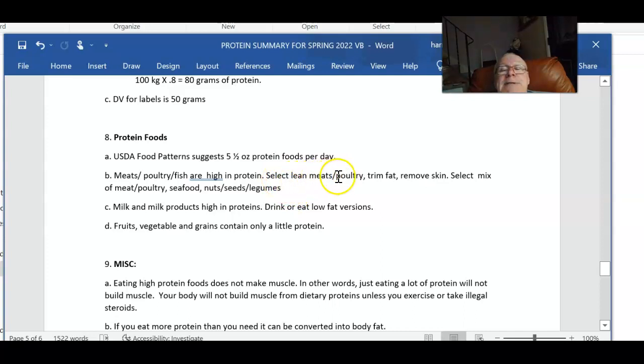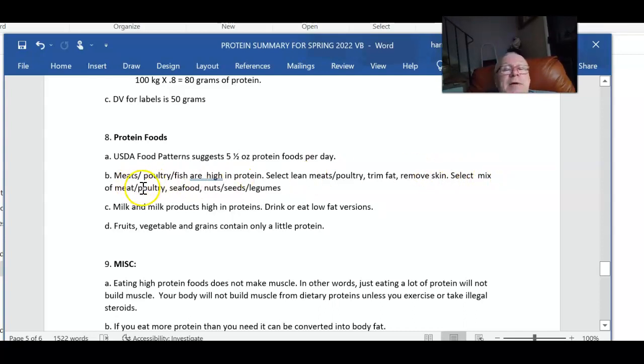Select lean meats and poultry. Trim the fat. Remove the skin. These are all good things to do when you're eating meats and chicken. Theoretically, you're supposed to take the skin off. Skin's got a lot of fat in it. I don't necessarily do it because I just love the skin.